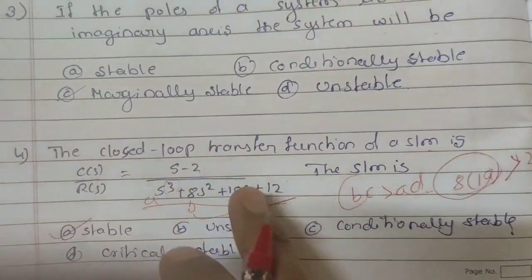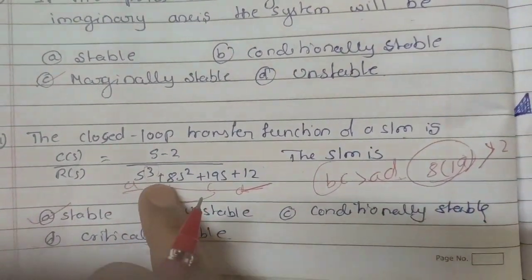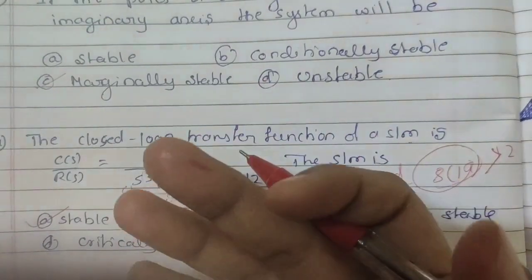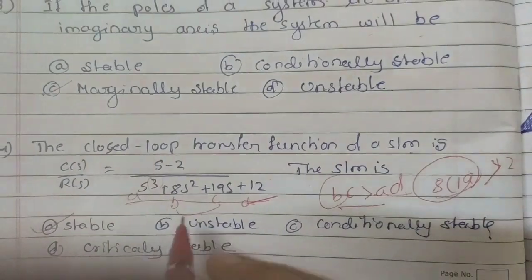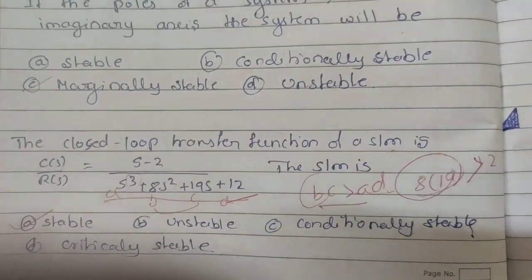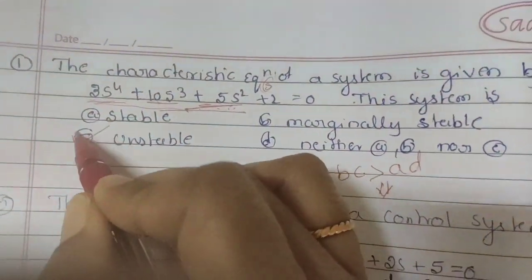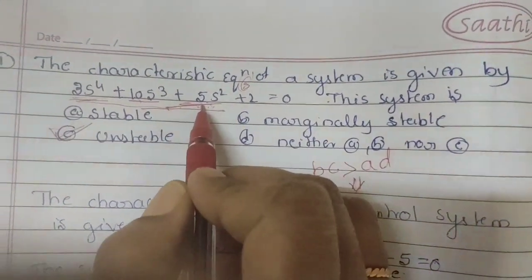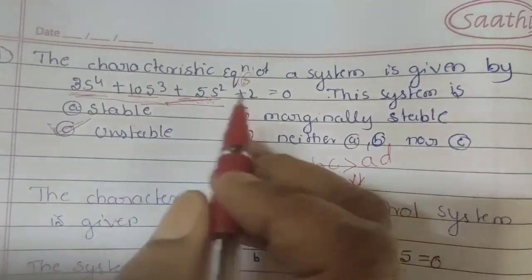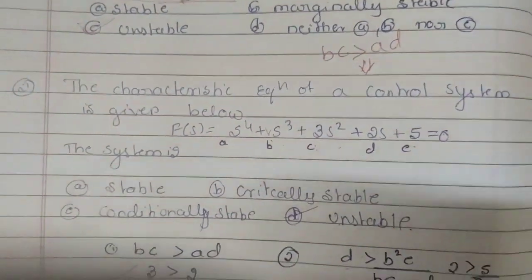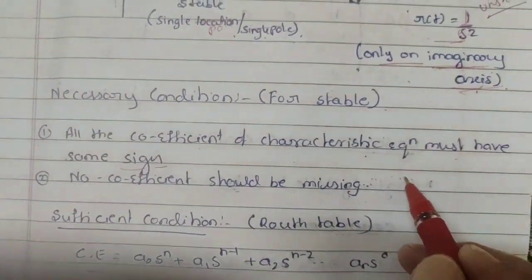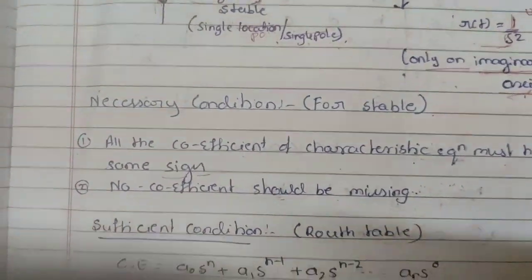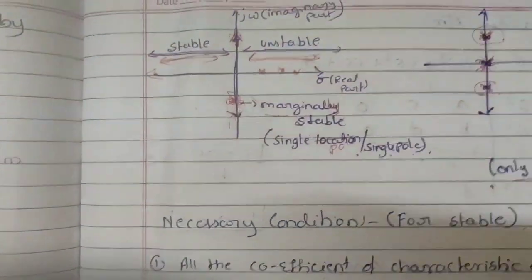So there is no necessity to draw the Routh table and check the number of sign changes. Only apply this condition and tell whether the system is stable or unstable. This one is unstable. Please check the coefficients first, and then proceed further with the Routh table and other conditions. If any one of these two conditions fails, the system will be unstable only. There is no necessity of drawing the Routh table.